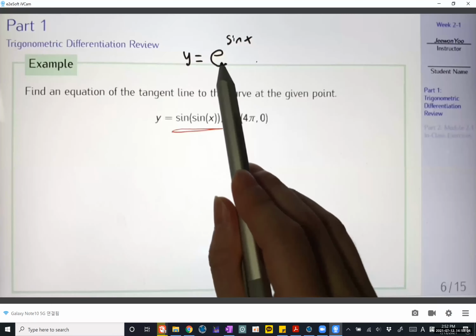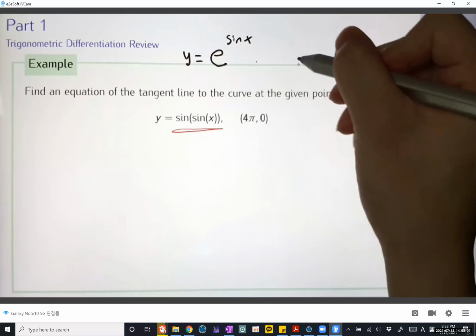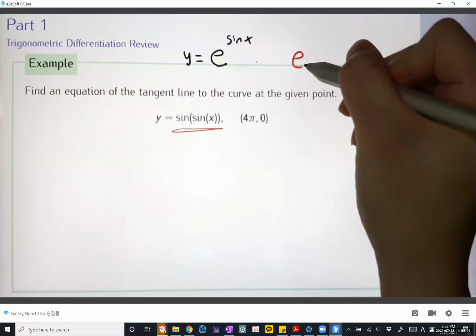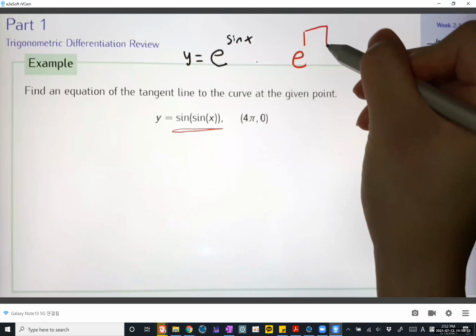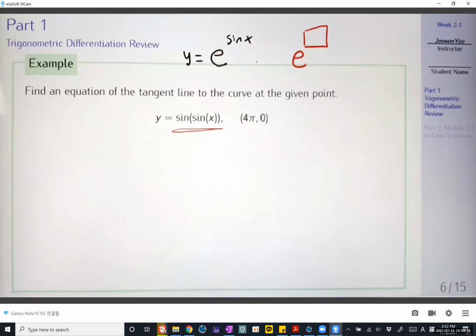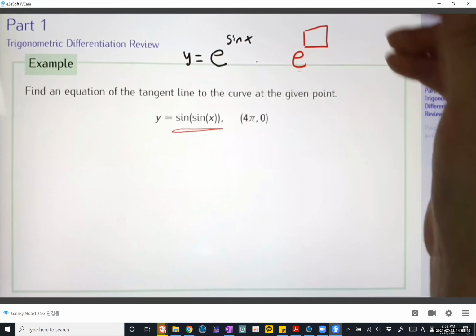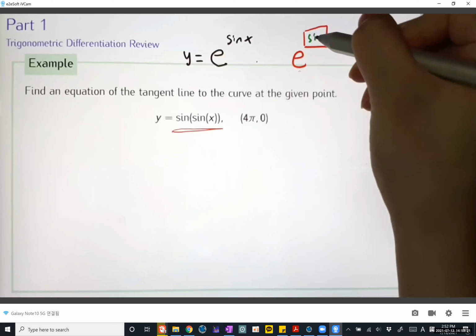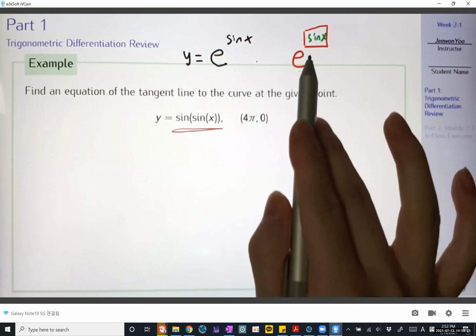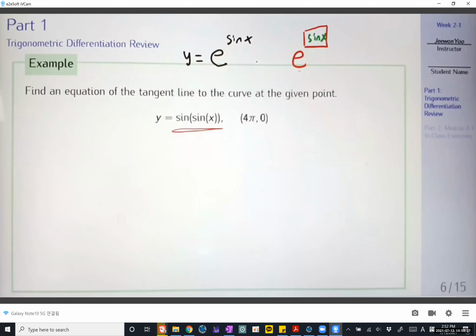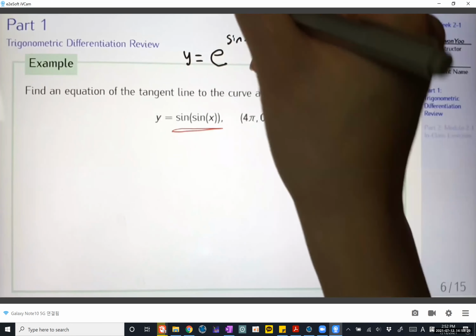Inside is sine x, actually, not outside. In this case, everyone, the outside is actually e to the power of, can I put a huge space over here? This is the outside. And then the inside is in green. Take a look at my green: sine x. Sine x is the inside. Hopefully you know that as well.